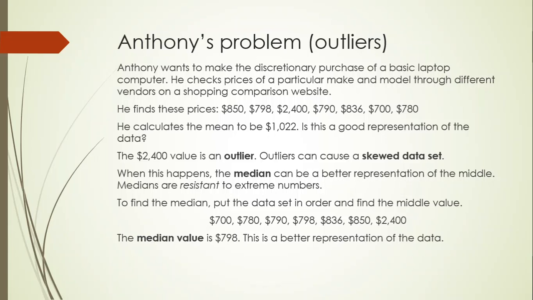And now notice when I said that this is resistant to extreme numbers, if I change that 2,400 here to 24,000, it's going to change that mean by a lot. It's going to raise that a ton, but the median would still be the same. So as long as we've only got 1 or 2 outliers, there's a good chance that the median is going to be a better way to look at the middle.